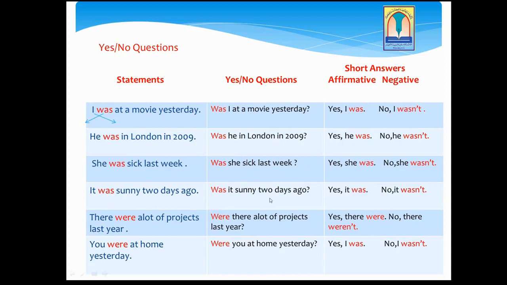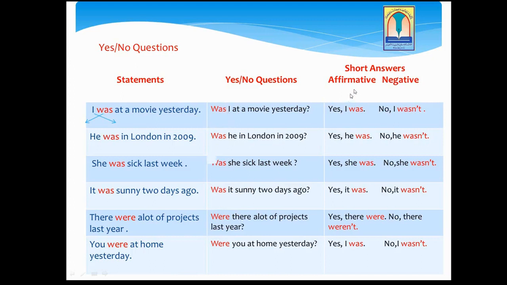Was it sunny 2 days ago? Were there a lot of projects last year? Were you at home yesterday? So to form yes-no questions here, we want to begin the yes-no question with either was or were, depending on the subject, whether it's singular or plural.